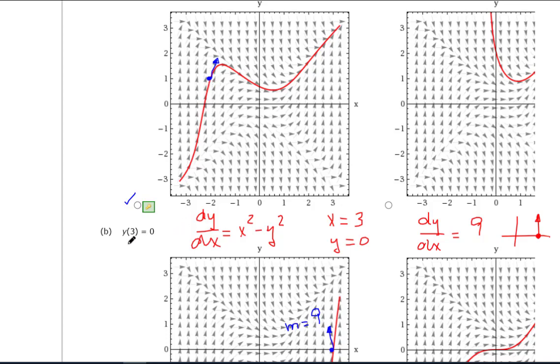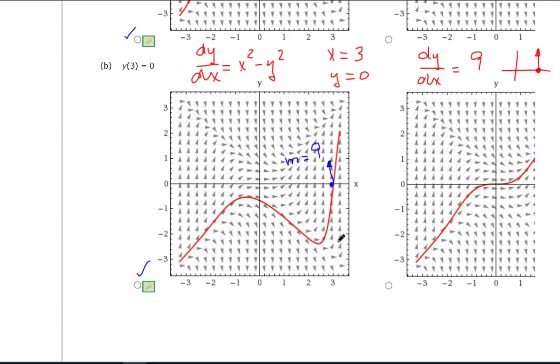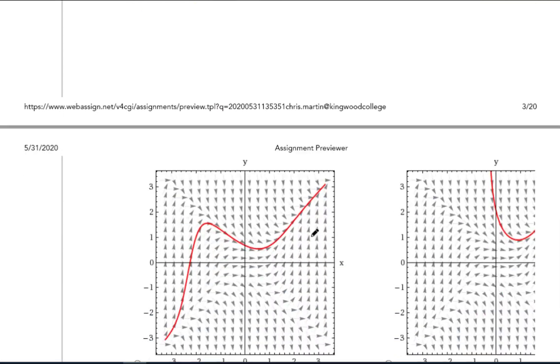So what about if we have an initial starting point at 3, 0? Well, 3, 0 would mean I'd have 3 squared minus 0 squared, which is 9. So at the point 3, 0, I'm going up fairly steeply. So if I'm looking at my graphs again, I'm looking for 3, 0. And is this going up very steeply? The answer is yes. If I picked another point for 3, 0, notice there's not even a solution curve at those places.